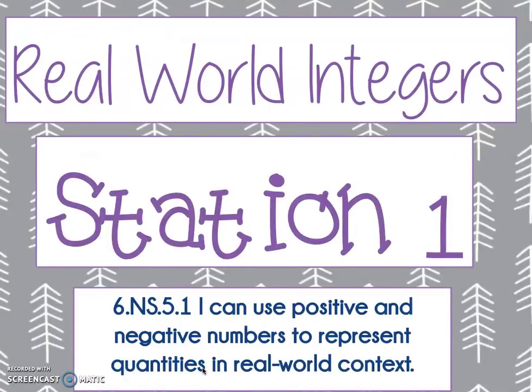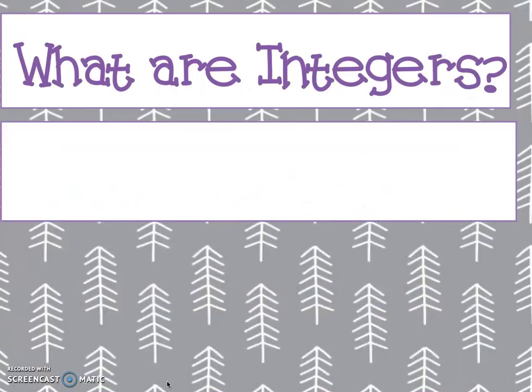Like I said, our first station is about real-world integers, and the target says I can use positive and negative numbers to represent quantities in a real-world context. Now, we did this last week, after the test. We went over some words that can tell us whether an integer is going to be positive or negative. Today, for the first little bit, we're going to be doing the exact same thing. So, first things first, what are integers?